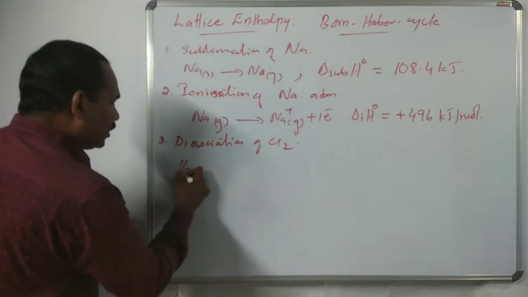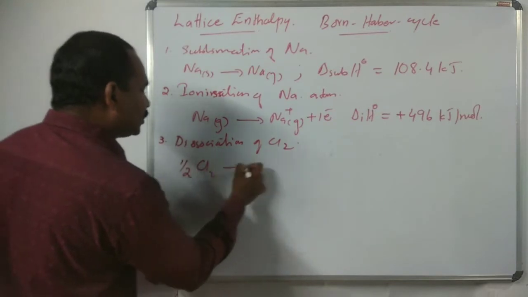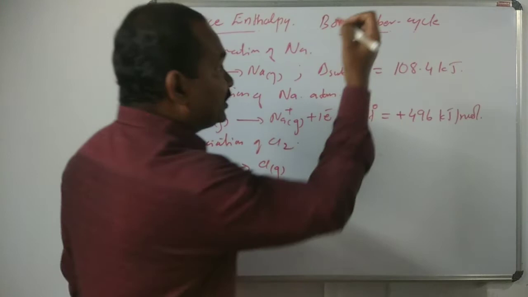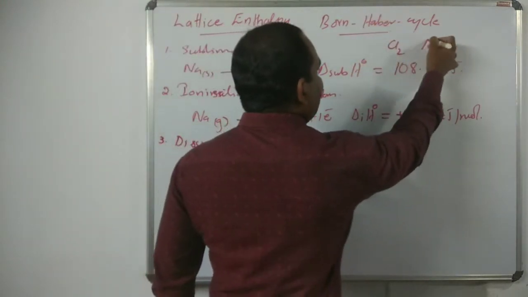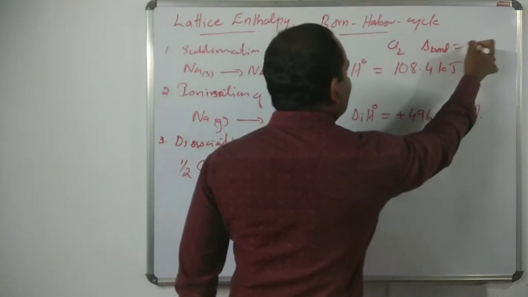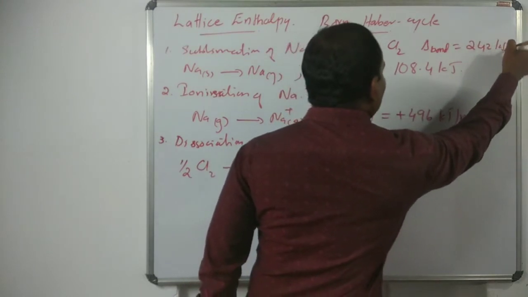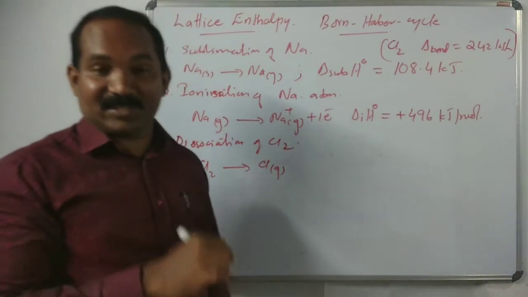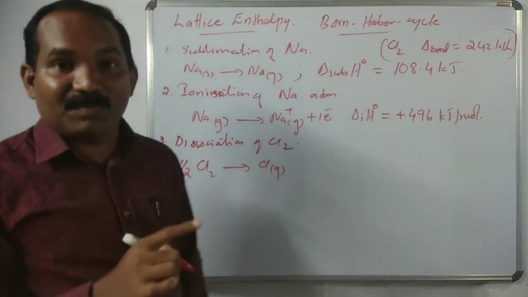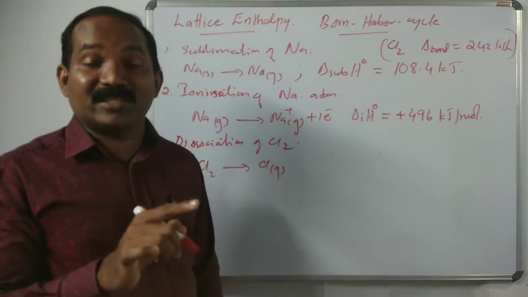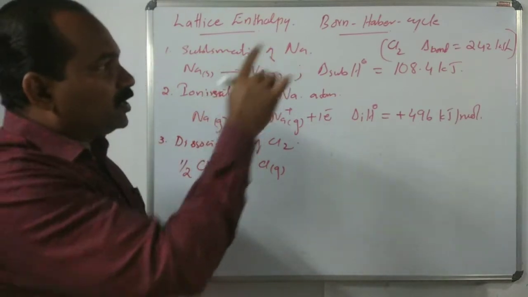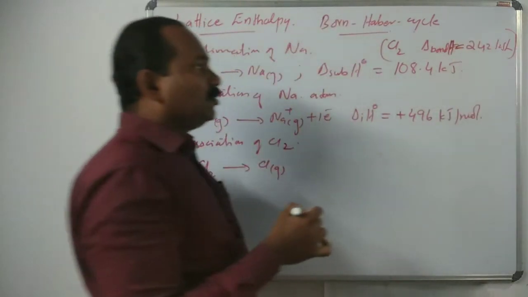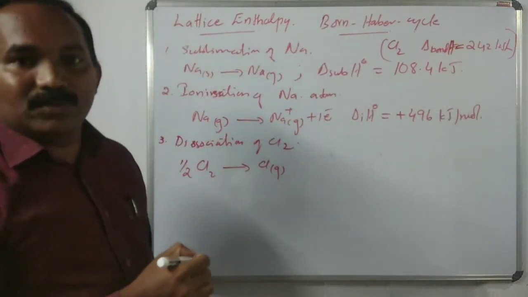Here, half Cl2 gives Cl gas. For one Cl2, the bond enthalpy is equal to 242 kilojoule per mole, which we discussed in the previous section. In the bond enthalpy section, you just refer to the atomization enthalpy and the bond enthalpy. The Cl2 bond enthalpy is equal to 242 kilojoule.